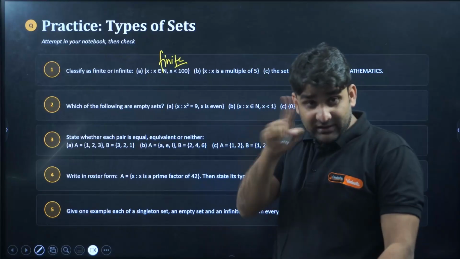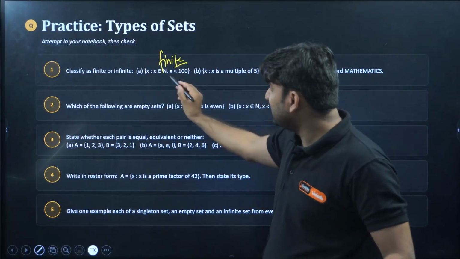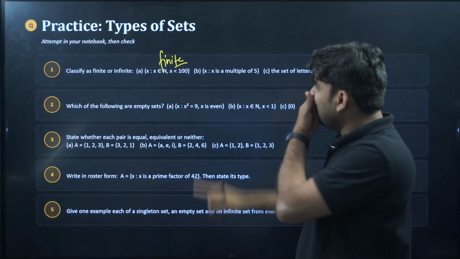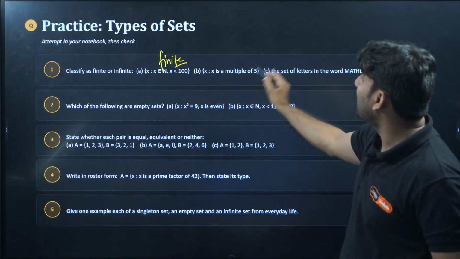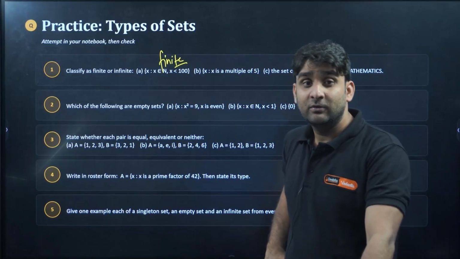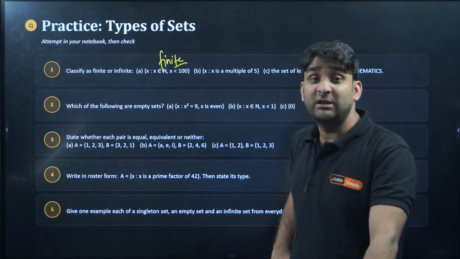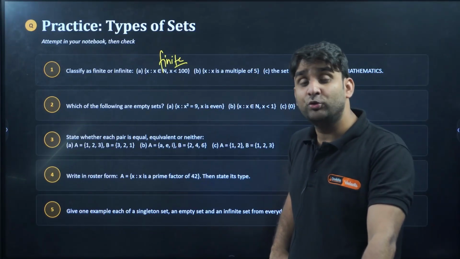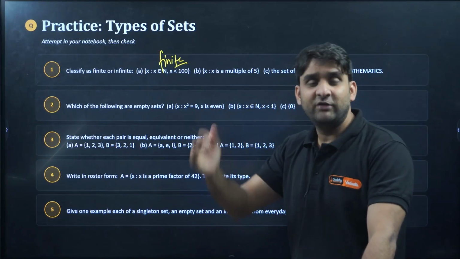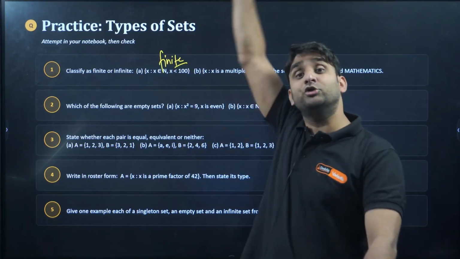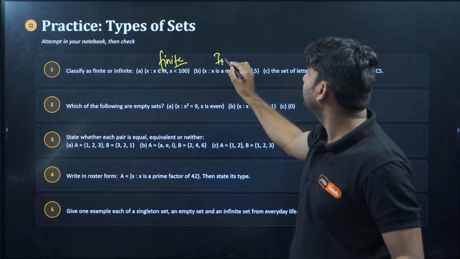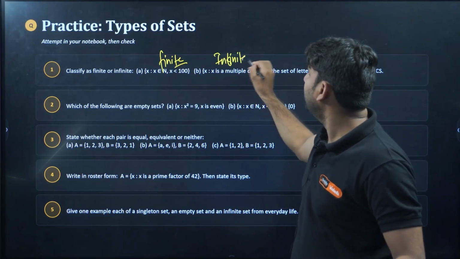We have to write the numbers from 1 to 99 because x belongs to natural numbers and x is less than 100. Next, x such that x is a multiple of 5. x is a multiple of 5 means the table of 5. Up to which number can you write the table of 5? Infinite. 5 1 is 5, 5 2 is 10, 5 3 is 15, 5 4 is 20, 5 5 is 25, and so on. It will continue, so this is infinite, right?